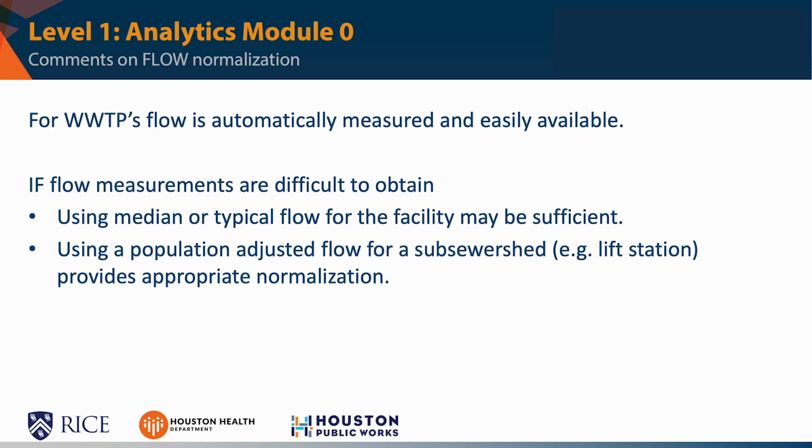When flow measurements are difficult to come by or missing, the median flow or typical flow can be used. Or a proportion based on population can be used. For example, the population of a lift station as a proportion of the wastewater treatment plant it flows to can be a way to estimate that lift station's flow by taking the same proportion of the wastewater treatment plant's flow.